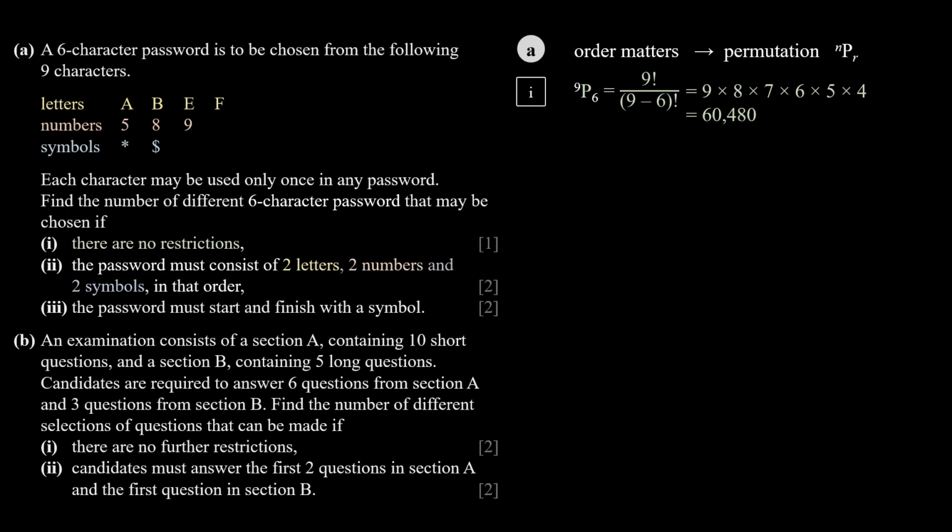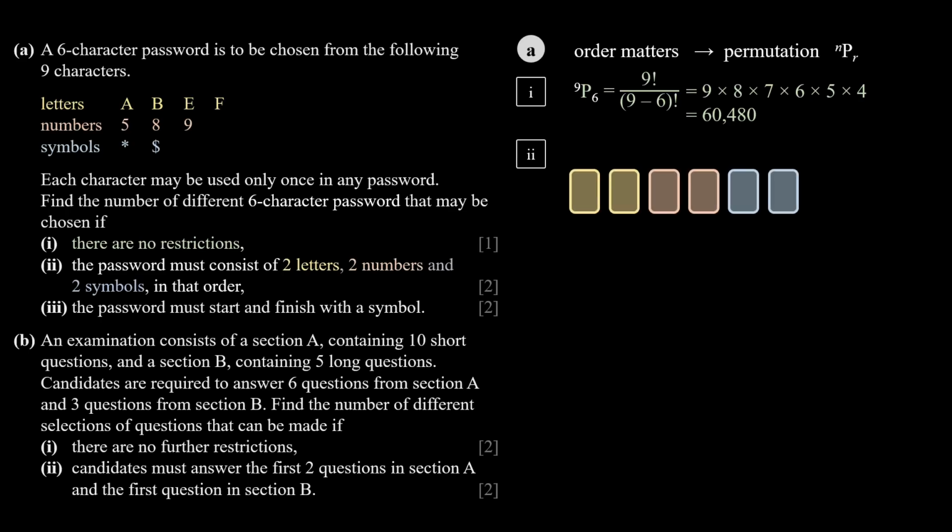Now, the password must consist of 2 letters, then 2 numbers, and finally 2 symbols in specific order. Since the order is already defined, each section needs to be arranged independently. We have 4 letters to choose from: A, B, E, and F. To arrange 2 letters, we use 4P2, which calculates the number of ways to arrange 2 items from a group of 4. The calculation gives 12.